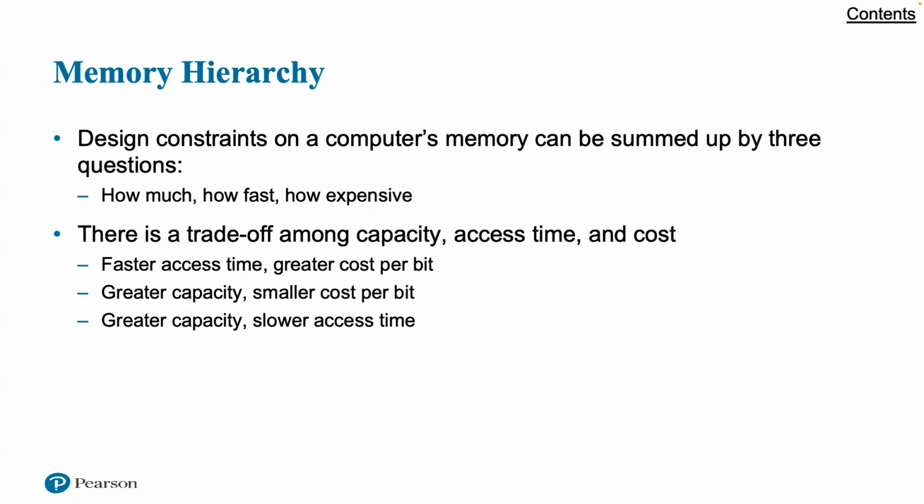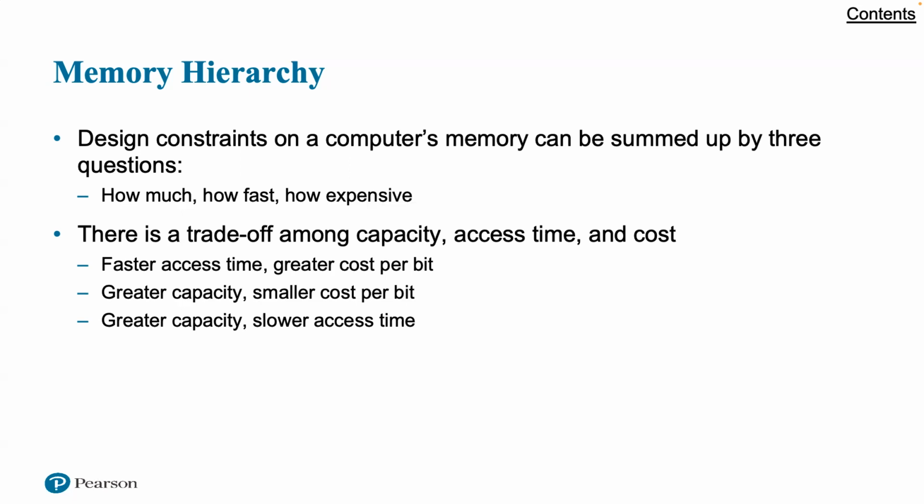As might be expected, there is a trade-off among these three key characteristics of memory: capacity, access time, and cost. A variety of technologies are used to implement memory systems, and across the spectrum of technologies the following relationships hold. Faster access time, greater cost per bit. Greater capacity, smaller cost per bit. Greater capacity, slower access time. The dilemma facing the designer is clear.